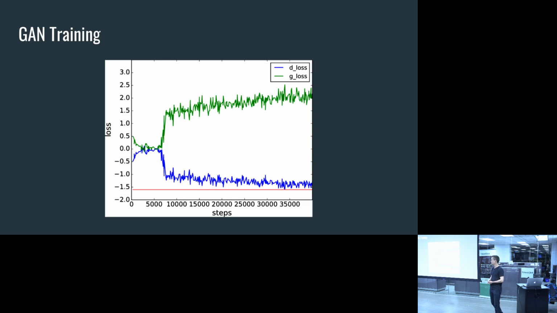I pulled this, I think randomly, from the internet just to make a point. This is a typical failed GAN training run where, if we think of it as a competition, everything's going along hunky-dory. Generator's learning from the discriminator. Discriminator's learning from the generator. Everything's getting better all the time. That's great. And then something happens.